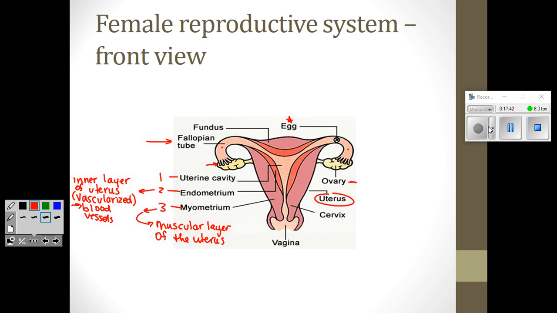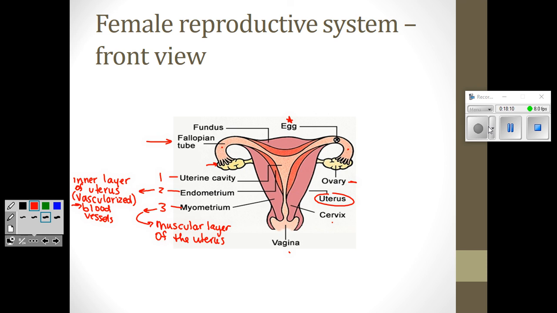And the myometrium will be pretty important later on. If there were to be a baby in a woman's uterus and it needs to be born, these muscles need to contract to help push the baby along its pathway. Now there's the other two structures that we saw before, the cervix and the vagina, but we labeled those on the other picture.